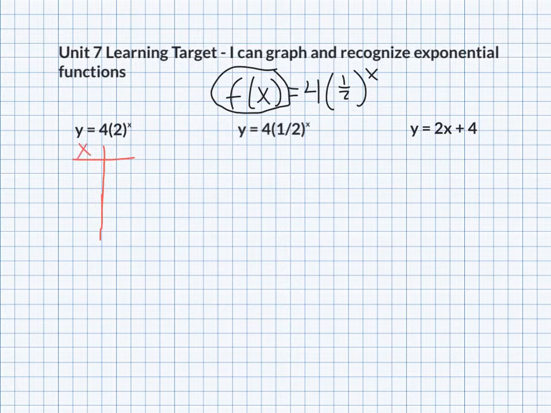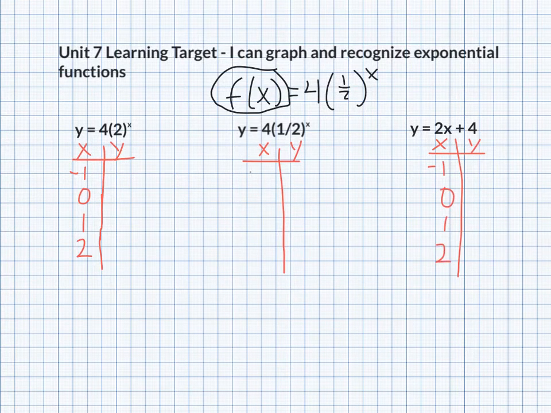X and Y. So input, output. Let's go with -1, 0, 1, and 2, and see what happens on each of these. So if you want, you can pause and try it out yourself. That might be great. -1, 0, 1, and 2 on all of them, and compare what happens in all of these.